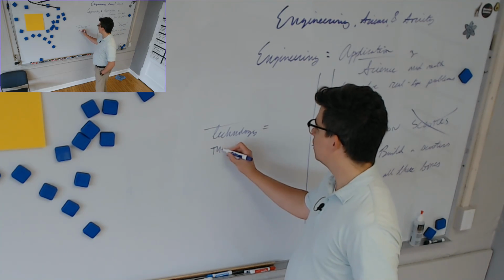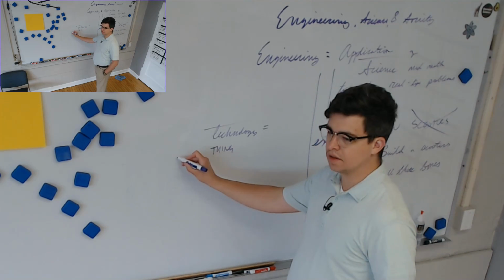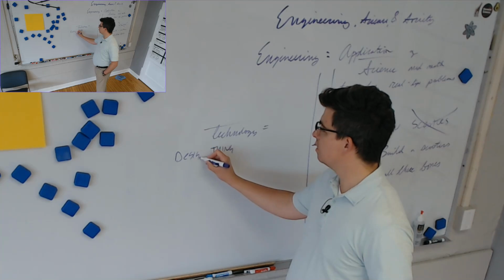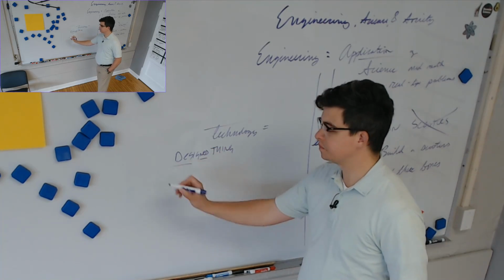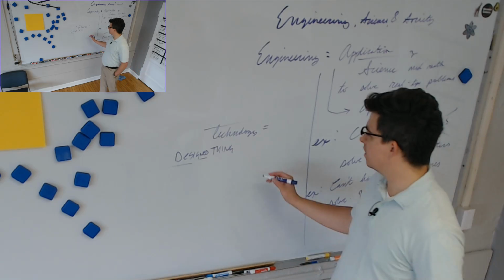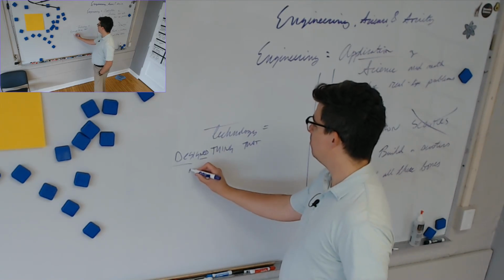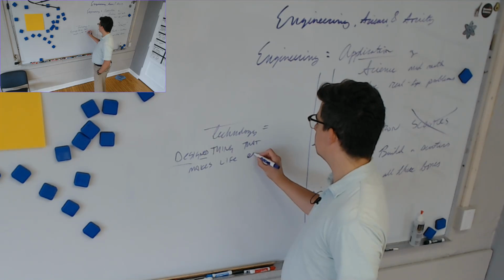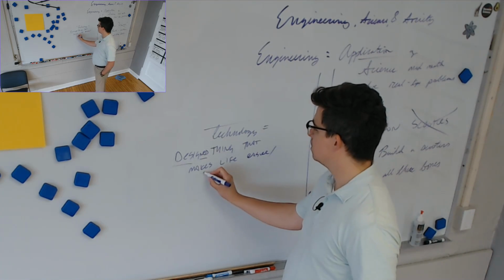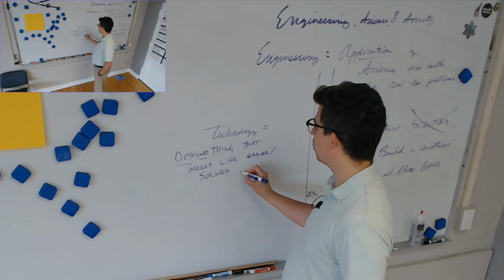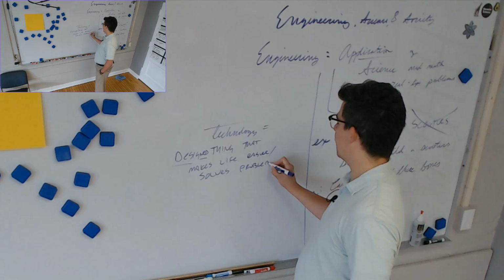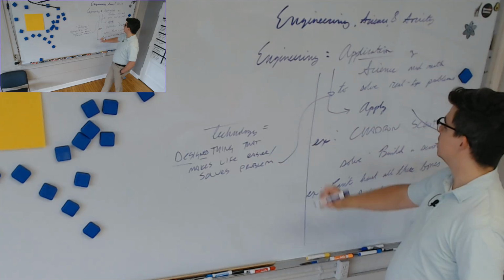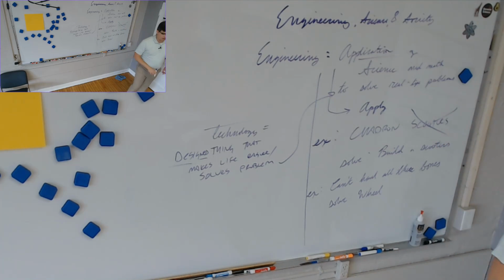Okay. Thing. Well, let's go a little bit farther and call it a designed thing. What does that mean? Humans made it. Yeah, humans made it. A designed thing that makes life easier. I'm going to also include solves problems. That way it kind of relates it back to the engineering definition that Sage made up and gave us.